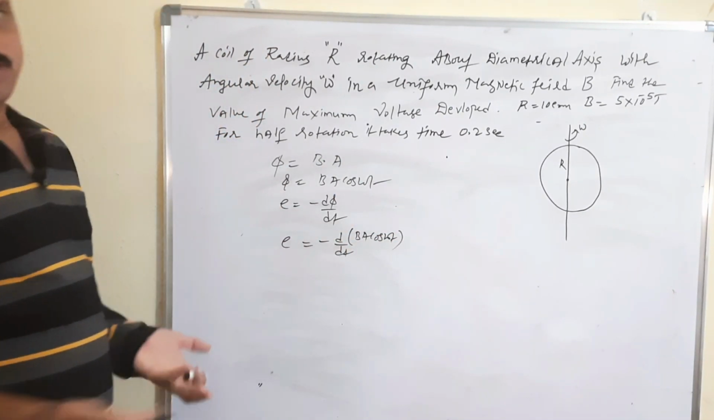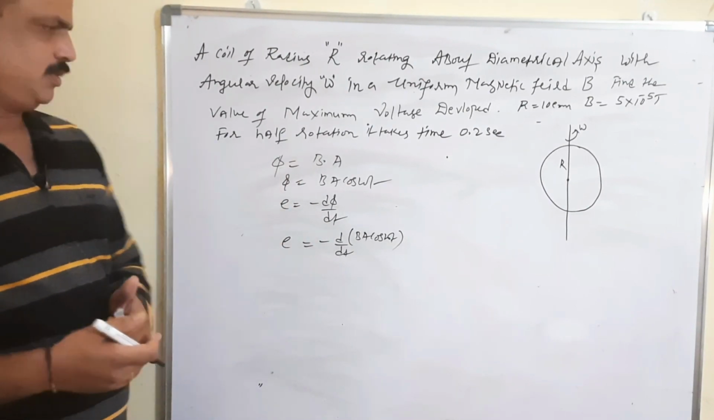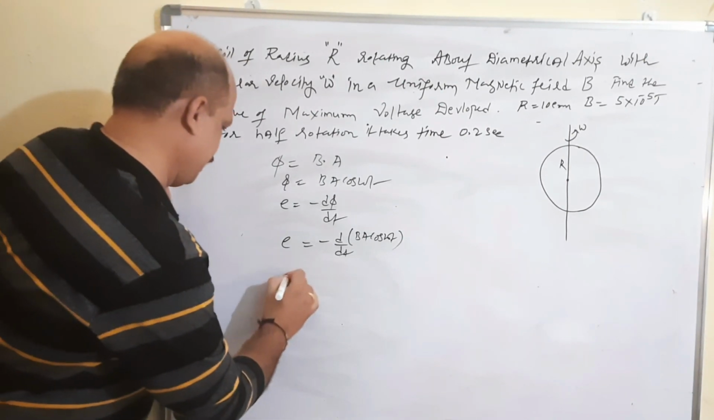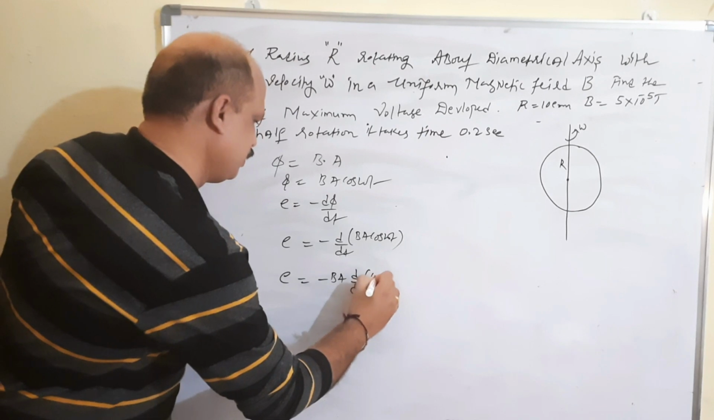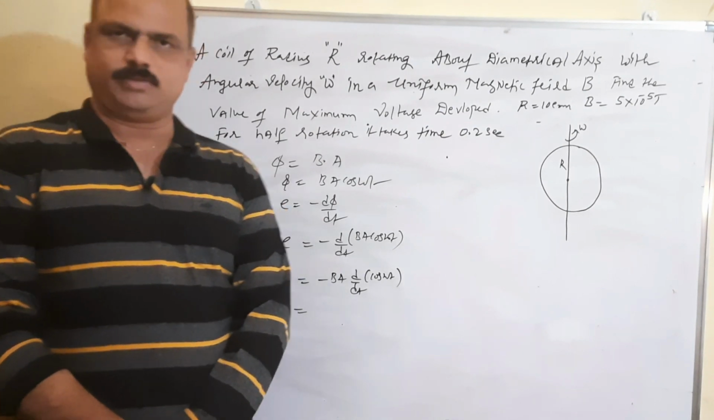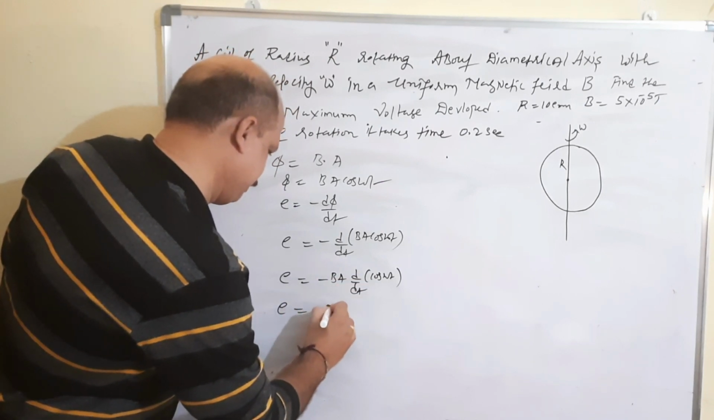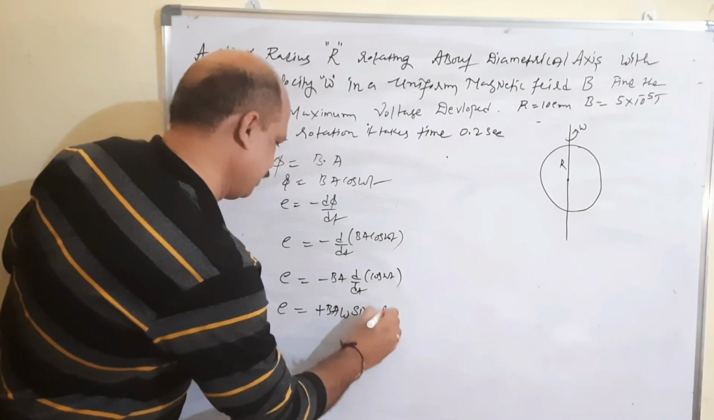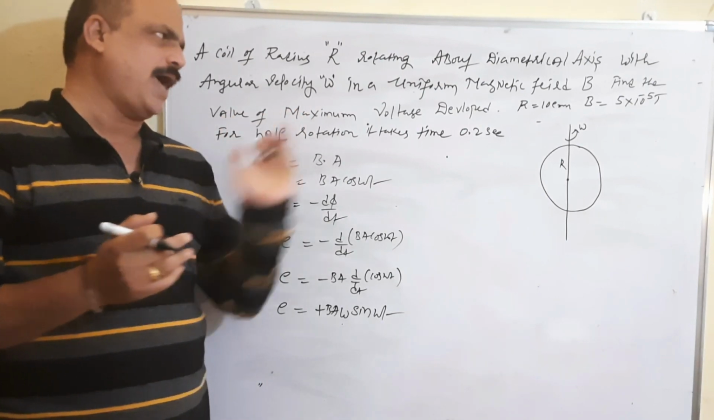In the differentiation, B is constant as it is a uniform magnetic field, and area A does not change, but the orientation of the coil changes with respect to time. So E is equal to minus BA d by dt of cos omega t. The differentiation of cos omega t is minus sin omega t into omega. So that is equal to BA omega sin omega t.